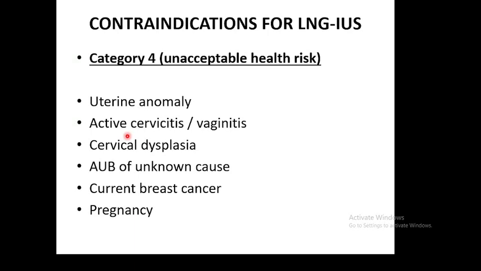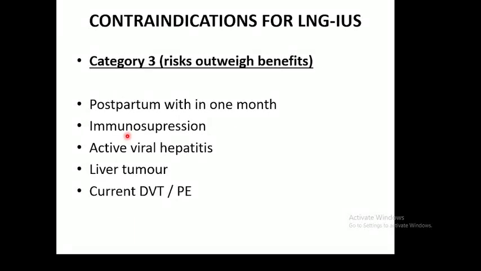Unacceptable health risks or absolute contraindications for LNG-IUS: uterine anomaly, maybe congenital like Mullerian anomaly, or maybe acquired like fibroids. Active cervicitis or vaginitis, where active inflammation or infection is going on. Cervical dysplasia. We can't assess the AUB pattern, since sometimes we may think this is iatrogenic from the LNG-IUS inserted, so for the same reason we can't use it in AUB of unknown cause. Current breast cancer is a category 4 contraindication, and obviously pregnancy.